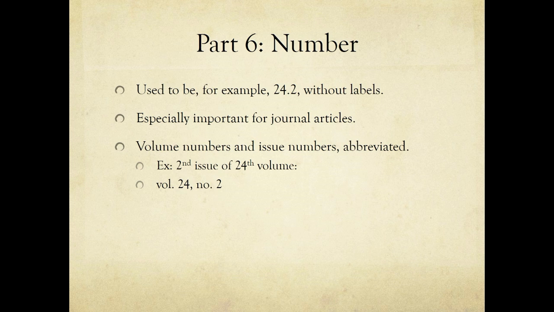Now, that'll also include serial publications. Magazines typically have volume and issue numbers. Comic books will have issue numbers, so if you're referencing a comic book, you want to include that. And television shows will usually have seasons and episode numbers. You want to include both of those in this section as well. You follow the number section with a comma.